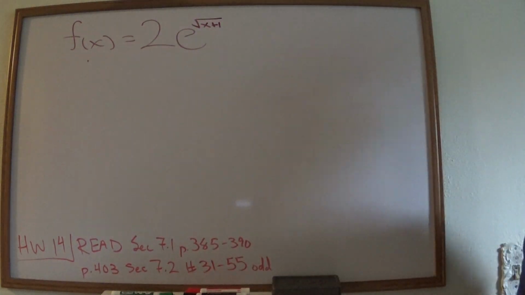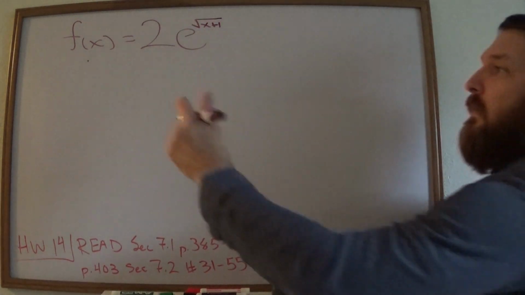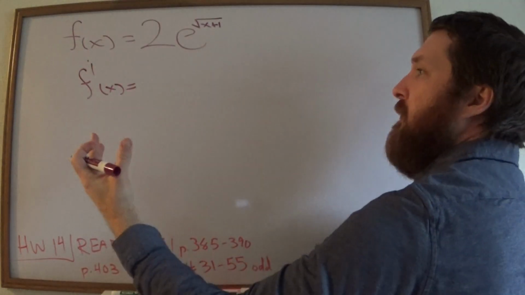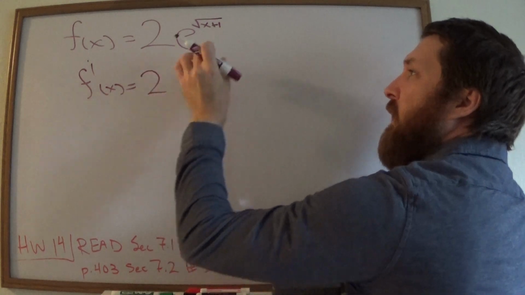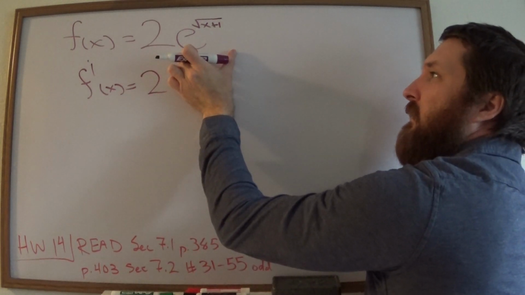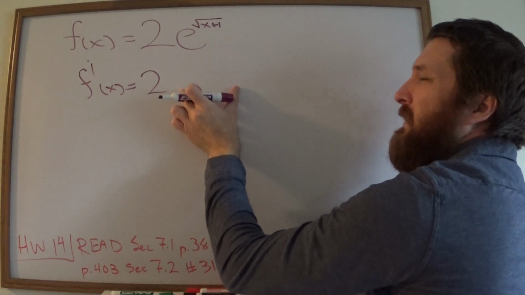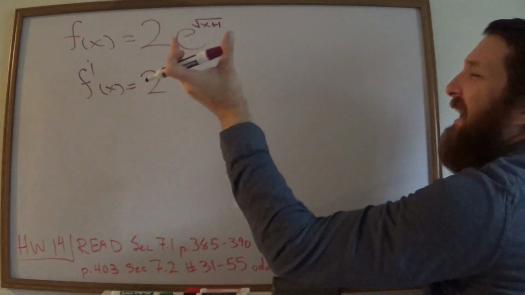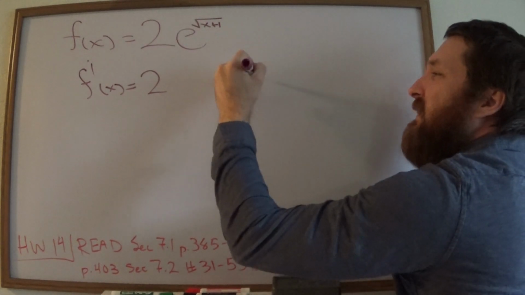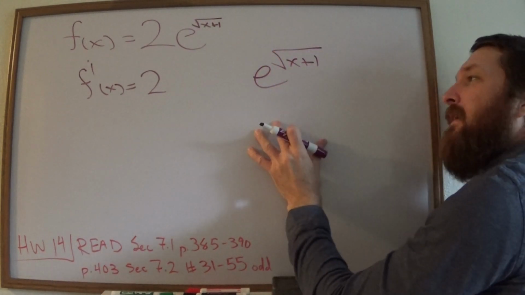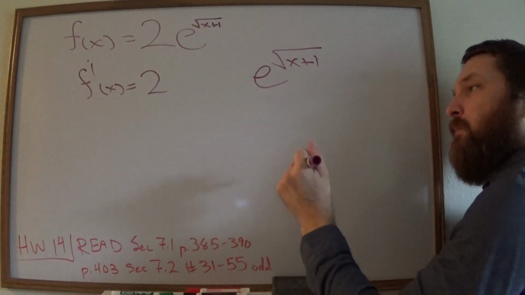Okay, way more complicated, but here we go. So, f prime. What happens to the 2? Stays. Comes along for the ride. What happens to the e to the square root of x plus 1? Yeah, okay, I see what you're saying. But yes, the derivative of e to the stuff is e to the stuff, so that doesn't change. Then, we take the derivative of this, which is what?